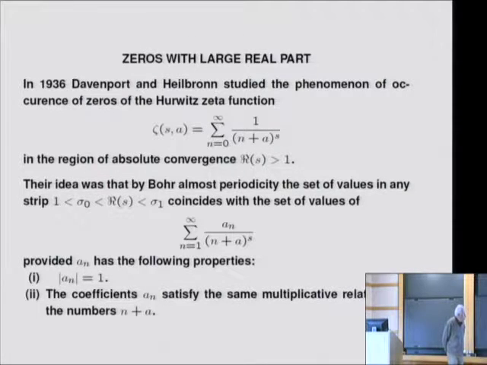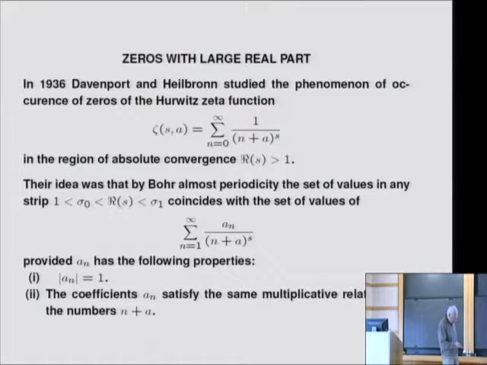Because then you can arrange (n plus a) to the it, to the imaginary part, because the multiplicative relations are the same, to mimic precisely the a_n. Since you are in the region of absolute convergence, you can go to the limit, and then you get the actual value of zeta coinciding with this thing.